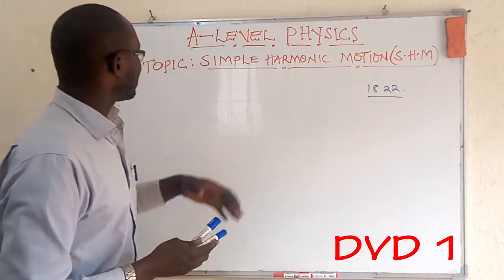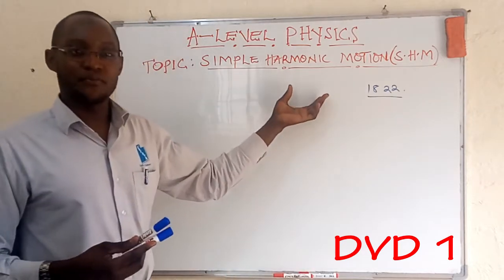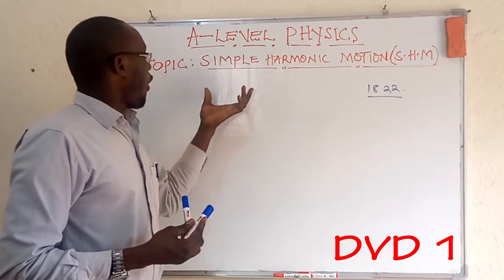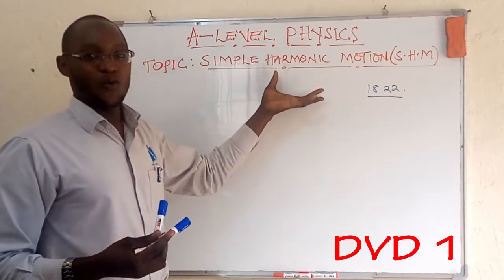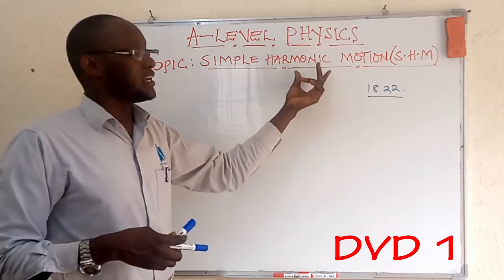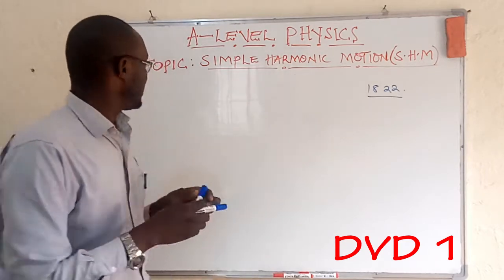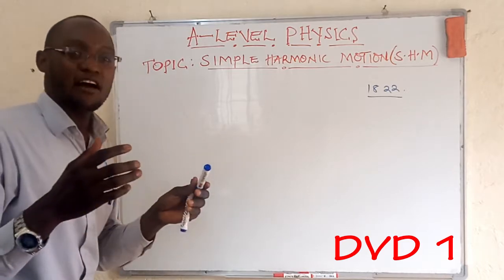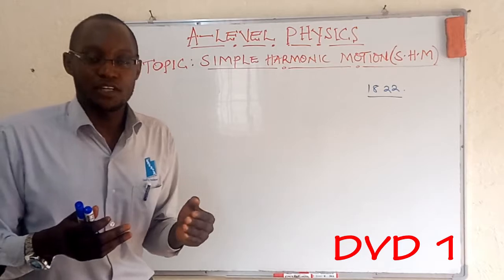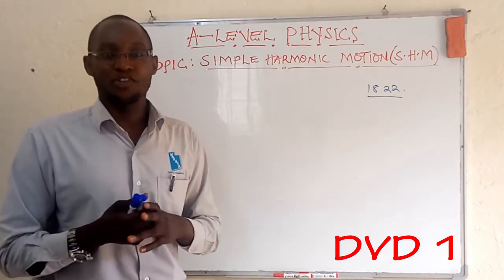So, what is simple harmonic motion? We need a definition for it. Then also, why is it called simple? That is now your assignment. Why do we call it simple harmonic? By definition, we are going to discover today that simple harmonic motion is an oscillatory motion.